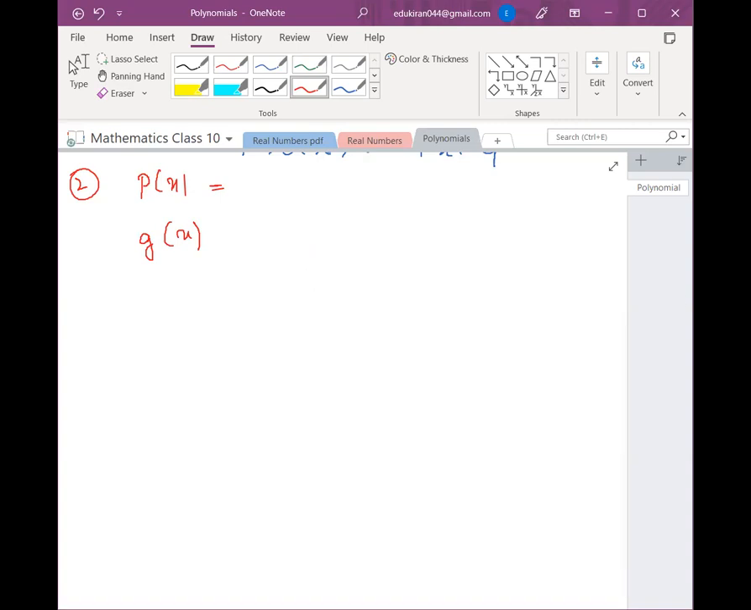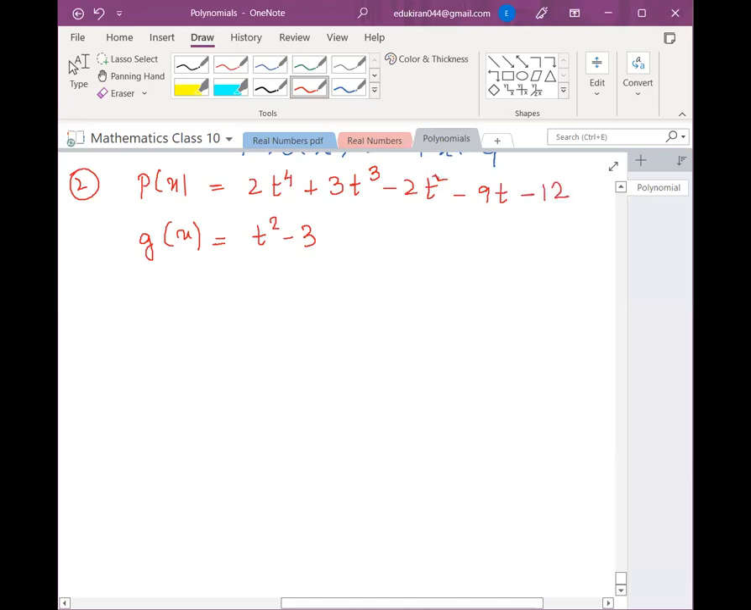Check whether the first polynomial is a factor of the second polynomial. First polynomial is g(x), which is t square minus 3. I have to divide by g(x). And the second polynomial, which I'm calling p(x), is my dividend. This is 2t to the power 4 plus 3t cube minus 2t square minus 9t minus 12. Have I written it correct?